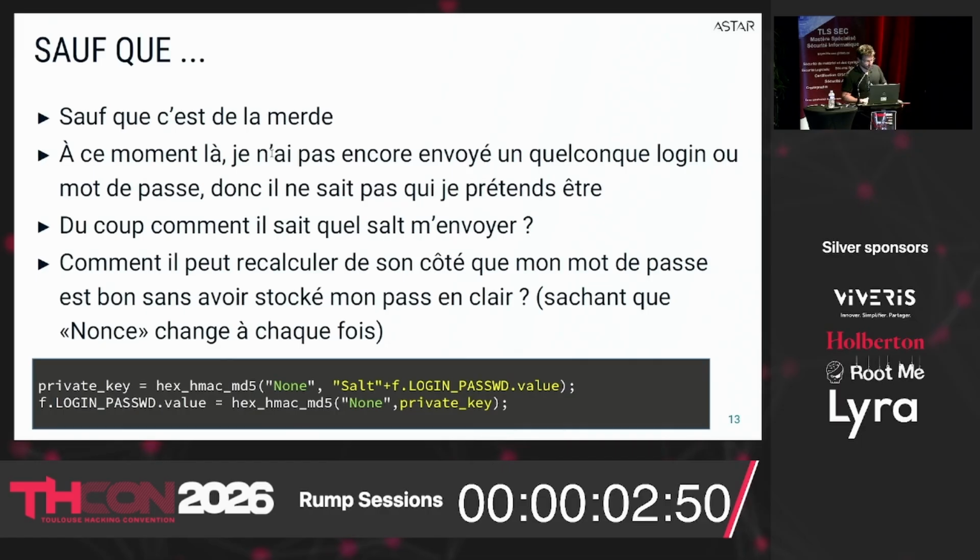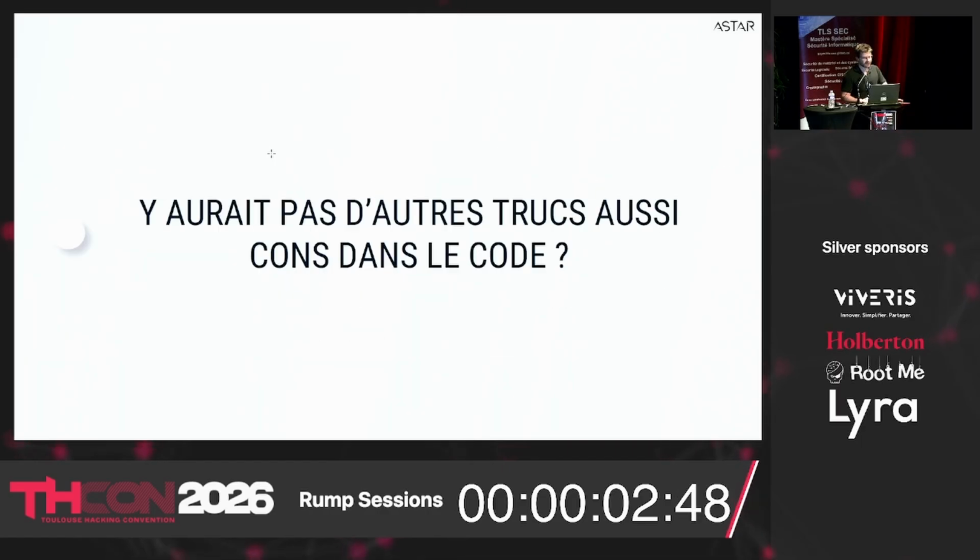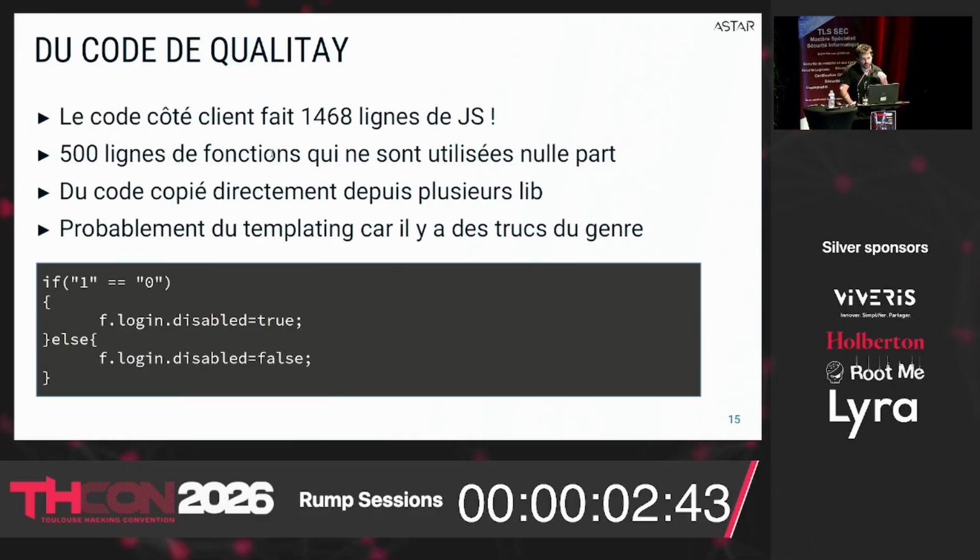Voilà, donc en gros, je vous passe les détails. Ce qui est intéressant, c'est que je me suis dit, tiens, c'est codé tellement n'importe comment, est-ce qu'il n'y aurait pas d'autres trucs à voir ? Alors déjà, quand j'ai téléchargé le code source pour voir ce que c'était, 1468 lignes de JS, sachant qu'on est sur une page de login. Je me dis, qu'est-ce qu'ils ont besoin de mettre dans tout ce JS ? Il y a déjà 500 lignes de fonctions qui servent à rien, qui ne sont jamais appelées, donc peut-être que ça sert post-hoc, mais ils auraient pu faire ça proprement et mettre ça dans des fichiers.